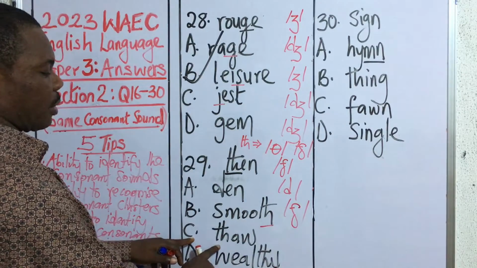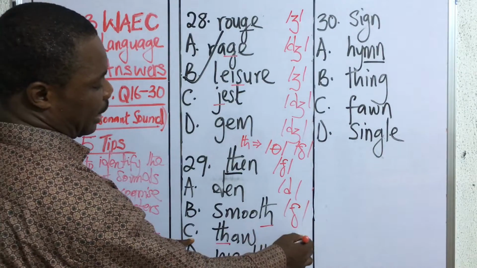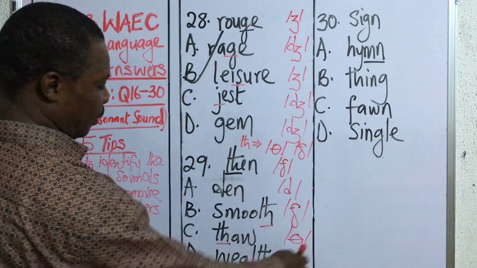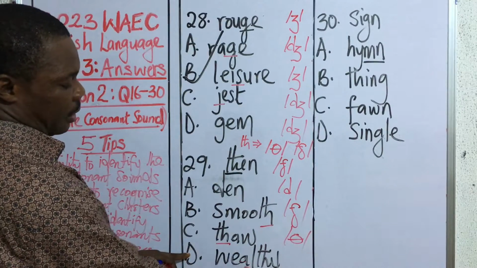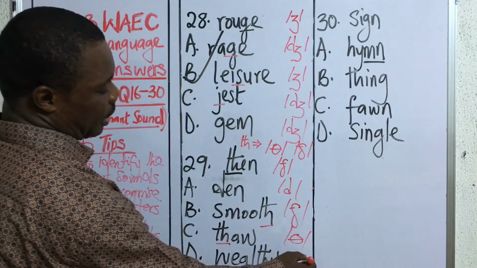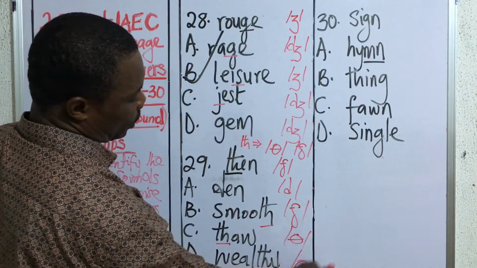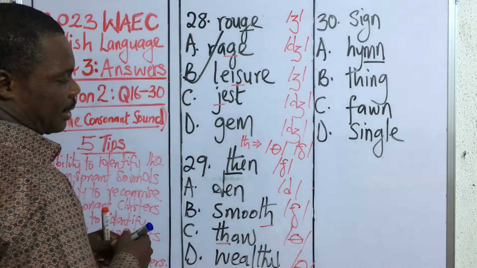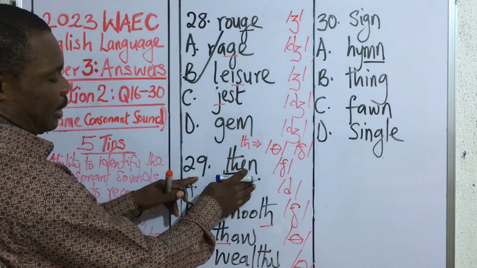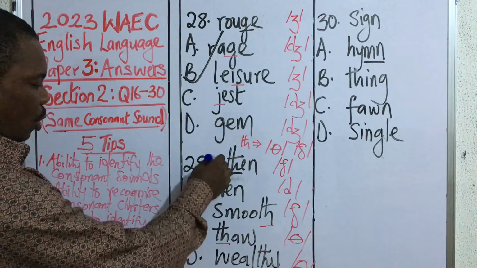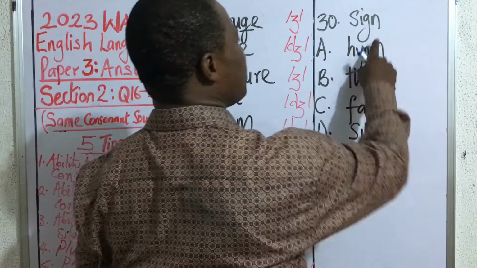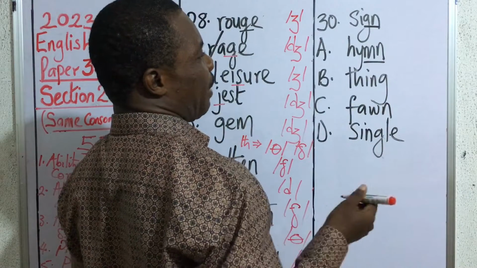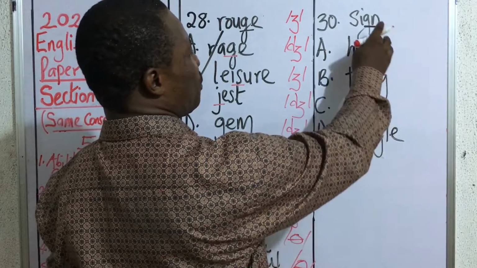Option C, you have third. The sound that is present here is theta, and then option D, wealthy. So this TH here is realized as what? Theta. So at the end of the day, the option that has the same sound as the sound that is underlined in the word is option B, smooth.